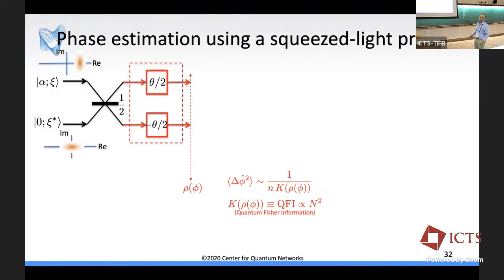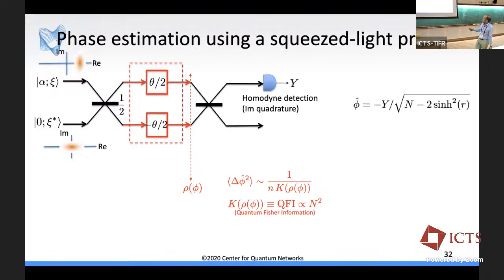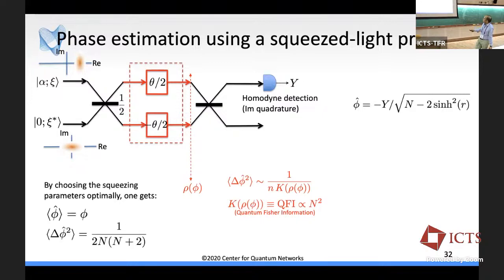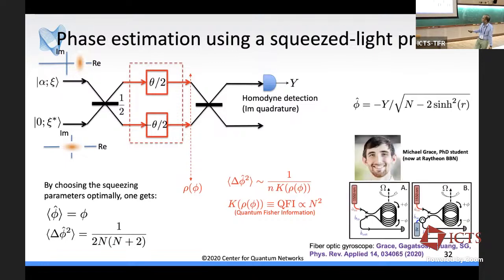This also goes as n squared, okay? And in this case, the measurement that works to achieve this is a homodyne detection measurement on only one of the quadratures after you put it through a 50-50 beam splitter. So if you do a homodyne measurement, write down an estimator, if you calculate the variance of this estimator, you will get the variance of the estimator to go as 1/n². And here we arrange the squeezing such that the total mean photon number of these two squeezed states is equal to capital N, just to be fair in my calculation.